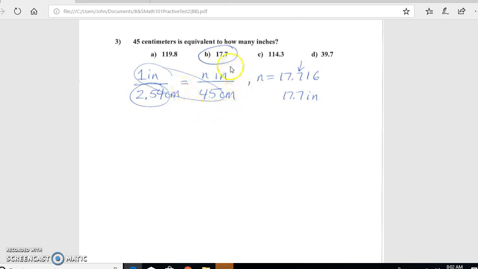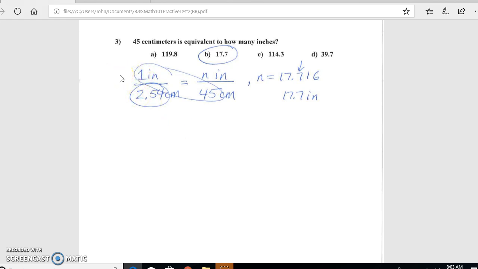And so on the other side, we are going to take what's given to us in the problem, 45 centimeters. We're going to put that on the bottom. And we put that on the bottom here because we have centimeters on the bottom on the left. And then we're going to solve for the number of inches on top. So we need the same units on the top on both sides and the same units on the bottom on both sides.